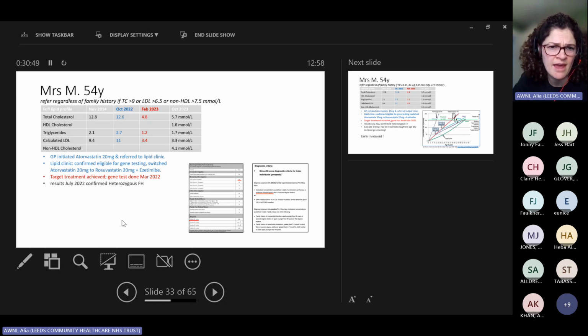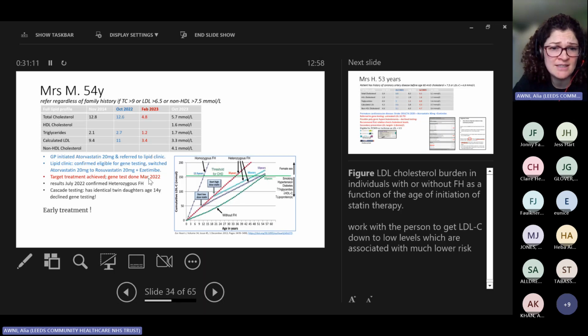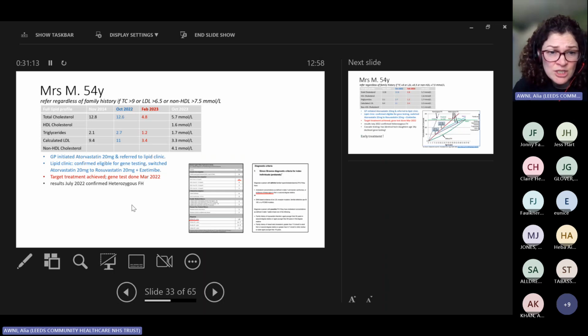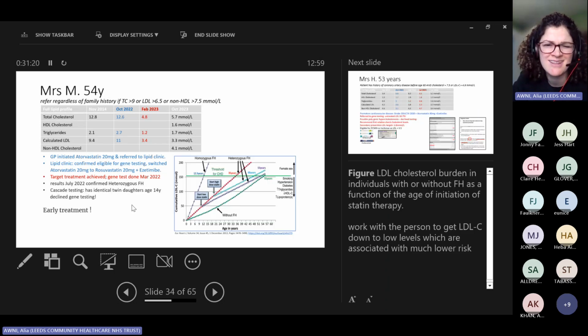That's great. The lower the LDL and the faster we bring it down, the lower the risk of cardiovascular events. So that is our aim. I brought this example just to show you that we started the treatment. The patient was referred to the lipid clinic around February 22, and they did the genetic testing in March 22, and the results came back in July 22, confirming heterozygous FH. So that was all confirmed.